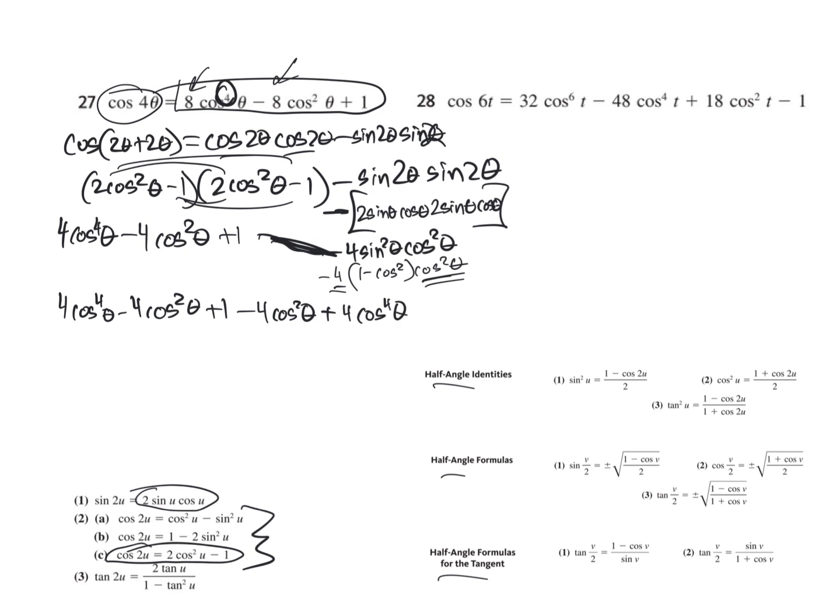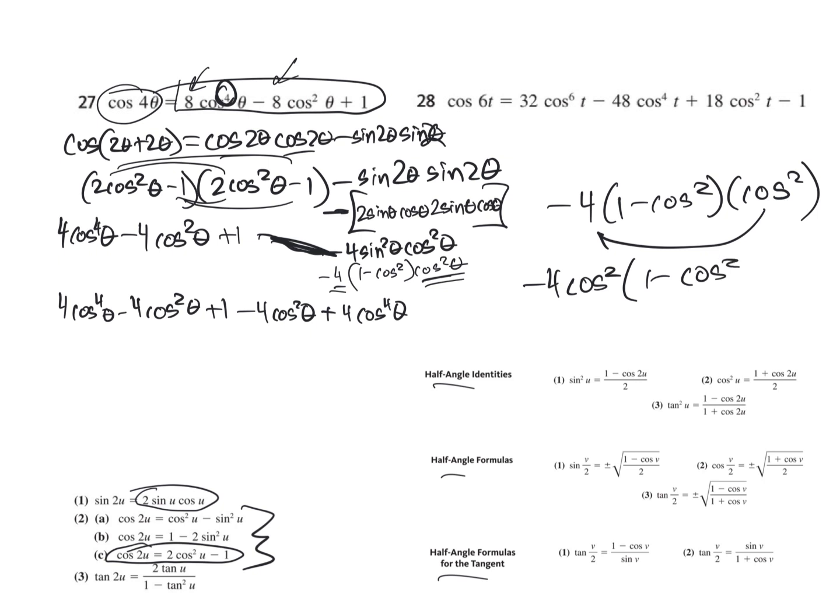So let me show you what I was doing here in a second. 1 minus cosine squared times cosine squared. So basically I was just putting this over here, minus 4 cosine squared, and we're going to distribute it through here. So that's minus 4 cosine squared of theta and a plus 4 cosine to the 4th theta. So that's what I was doing right there. So I'm going to erase that.